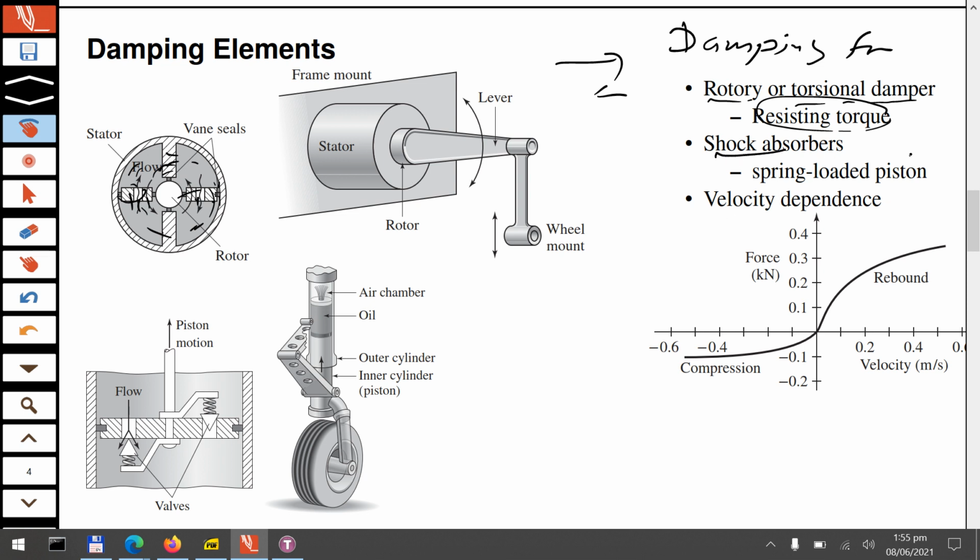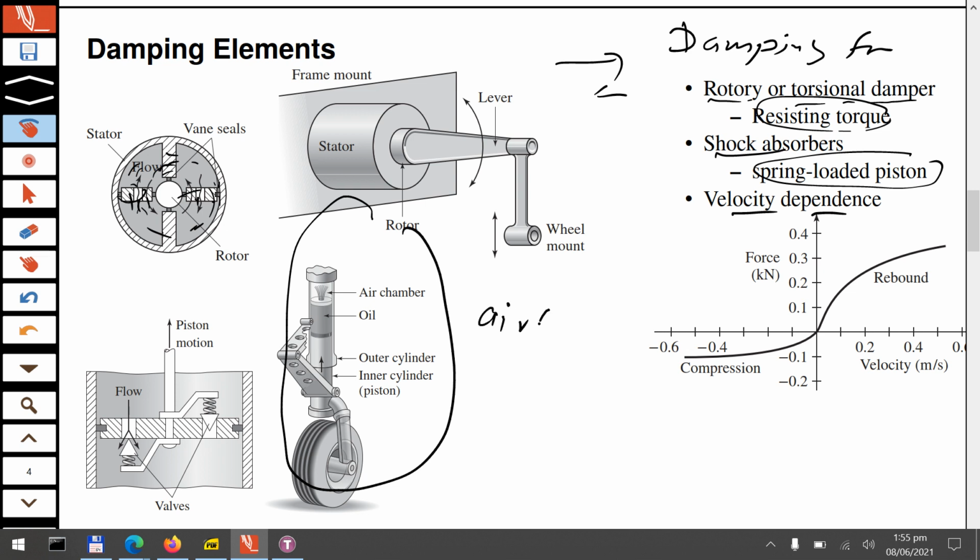So remember, in shock absorbers the piston is spring loaded, and because of the fluid you definitely will have damping and velocity dependence. So these are the keywords which you need to remember. This setup you will see in aircrafts, especially for landing.